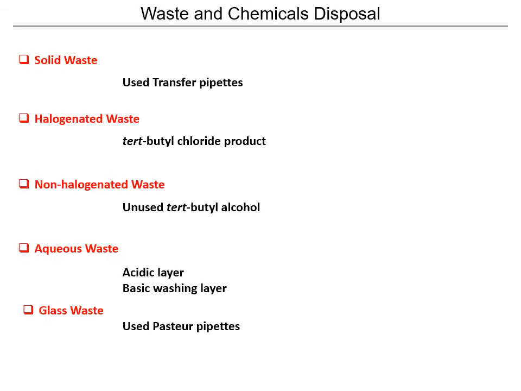Solid waste for this lab includes used plastic transfer pipettes, which should be placed in the blue trash bin. Halogenated waste consists of any tert butyl chloride product formed. Non-halogenated waste would be any unused tert butyl alcohol. Aqueous waste is any acidic or basic solutions used in the experiment. And last but not least, used Pasteur pipettes should be placed in the glass waste.